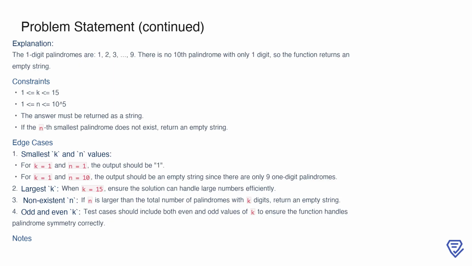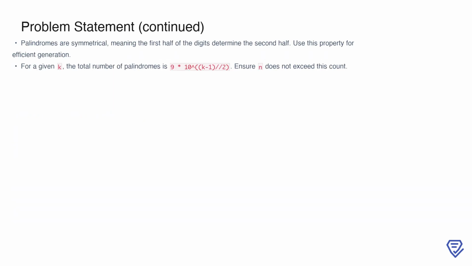It's also important to handle both odd and even values of k correctly, as this affects the symmetry of the palindrome. Palindromes are symmetrical by nature, which means the first half of the digits determine the second half. This property is key to generating palindromes efficiently. For a given k, the total number of palindromes can be calculated as 9 * 10^((k-1)//2). This formula gives the count of palindromes with k digits, so we can quickly determine if n exceeds this count and return an empty string when necessary.